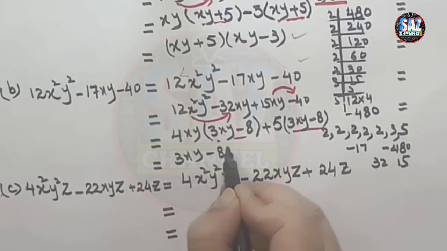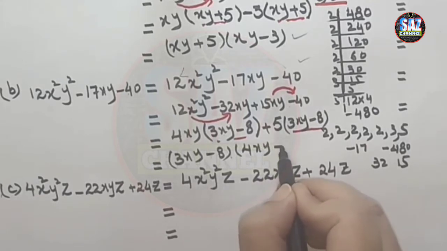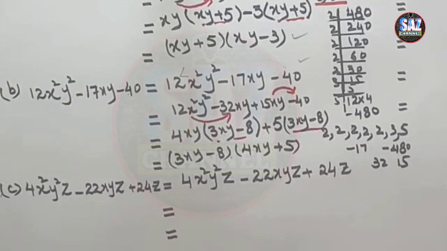3xy minus 8, and from the first place I will be left with 4xy plus 5. I hope you are clear about this question. Let's move to the next question.